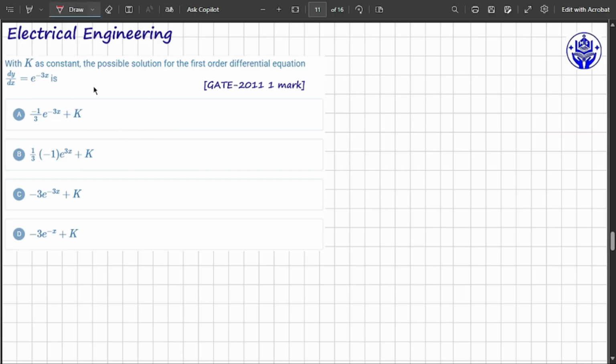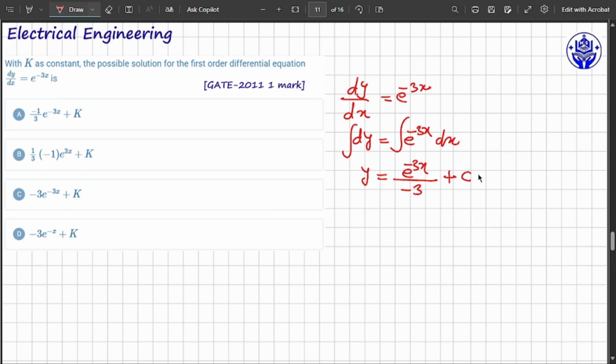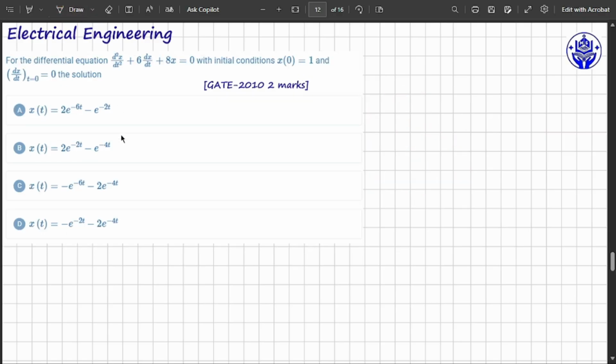Then this is the question in which we discuss k, the constant, a possible solution for the first order differential equation. Whenever you have this kind of differential equation, dy by dx equals e to the power of minus 3x. Just see, it is variable separation, e to the power of minus 3x dx. If you integrate this, it will be y equals e to the power of minus 3x upon minus 3 plus c, or plus k. Then the solution for this differential equation is minus 1 by 3 e to the power of minus 3x. So the first will be the solution of this differential equation.